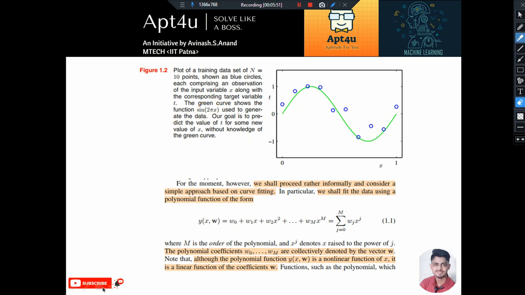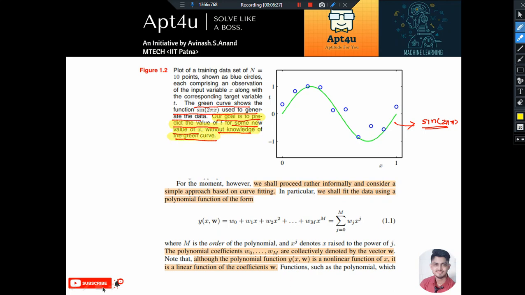Now we have the data with us, some data points, and this green graph is there for us because we know that we used sin 2 pi x to generate this data. What is our target? The green curve shows that the function sin 2 pi x was used to generate the data, but our goal is to predict the value of t for some new value of x without knowledge of the green curve.